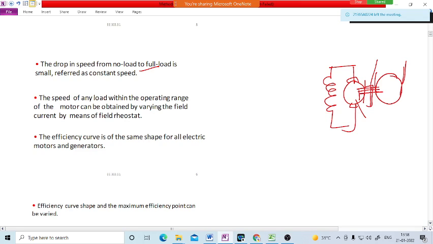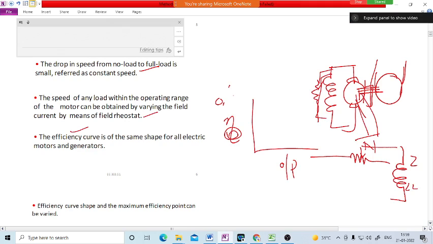The efficiency curve has the same shape as for electrical motors in general. If you talk about the efficiency curve, it is efficiency versus output. So here the efficiency and the output are drawn, and the performance curves will be the same for both machine and motor.